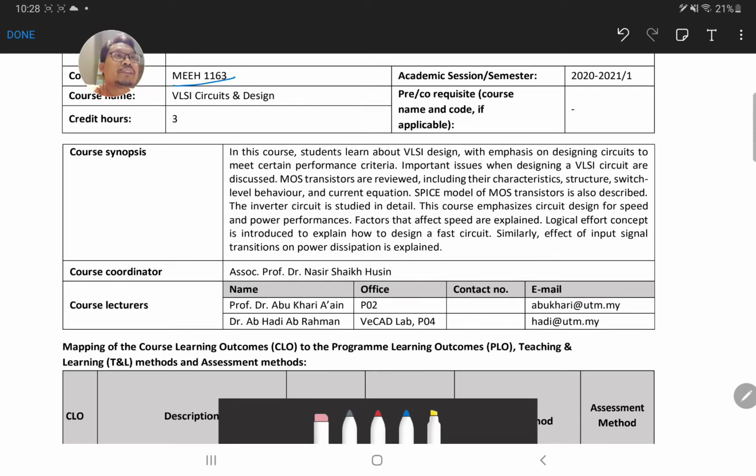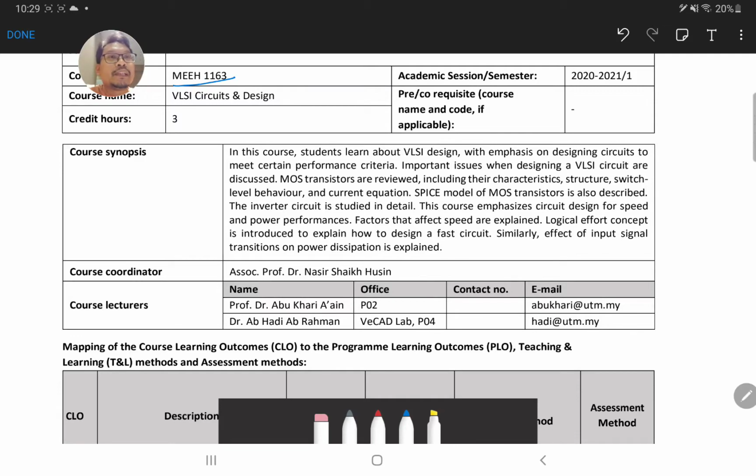In this postgraduate course, we emphasize how to design VLSI circuits for speed and power. What are the factors that impact the speed of your circuit? What are the factors that impact the power? What are the power criteria? What determines the power consumption of your VLSI circuits or cells? We explain all those in detail, and we also go into the logical effort concept on how to design a fast circuit. Similarly, the effect of input signal transitions on power dissipation will also be explained.